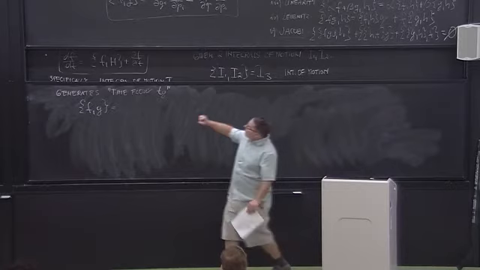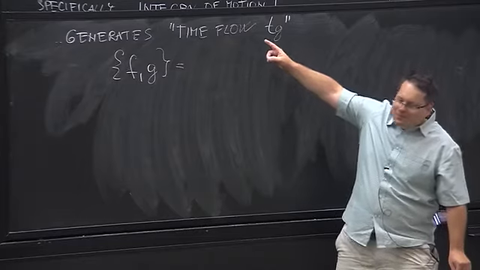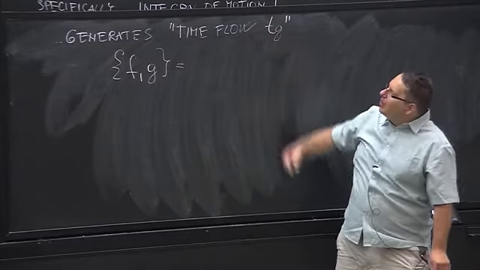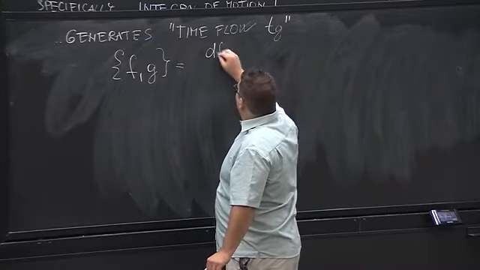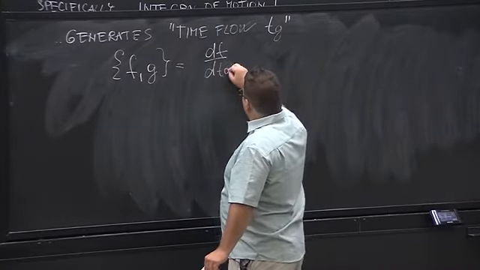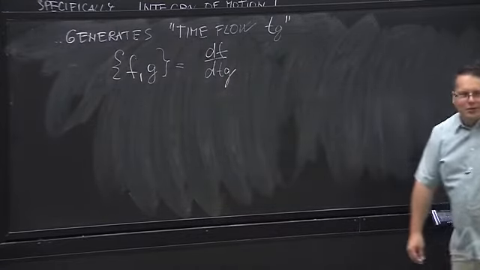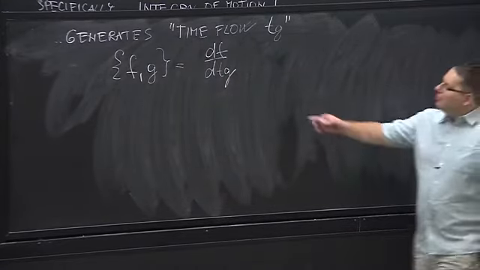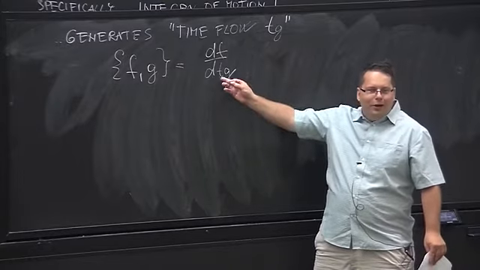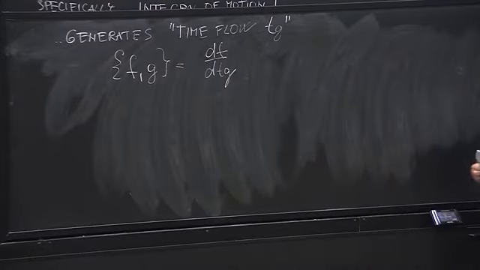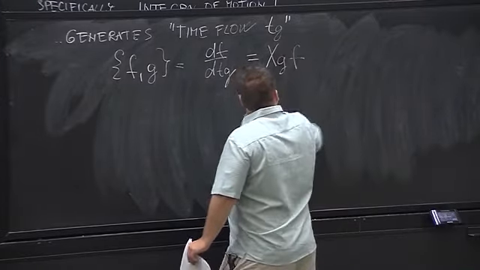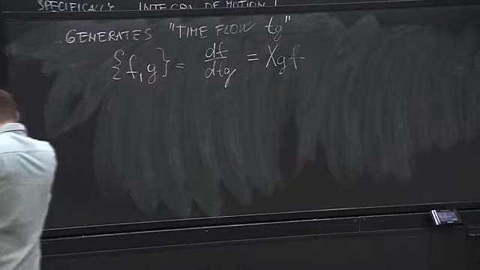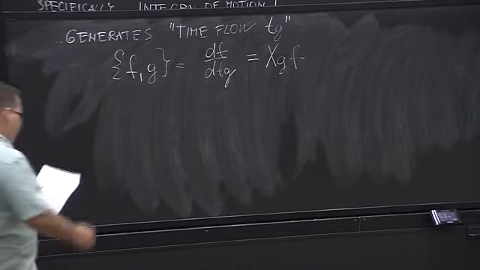So I have no explicit time dependence. Then the time differentiation is just given by the Poisson bracket, right? So what this really is, is df over dt_g. It's just the time evolution of function f with respect to the time provided by function g. You can also write it as a vector field generated by G acting on function f.